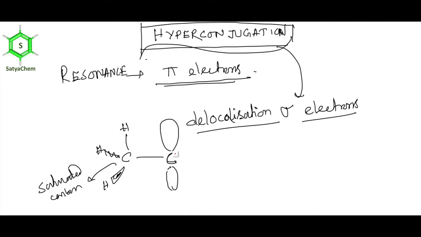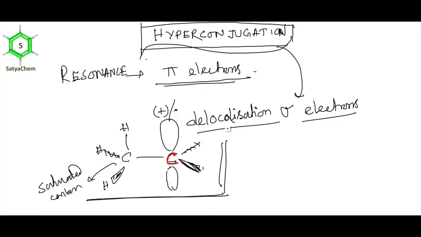I am marking it in red color. So this is the unsaturated carbon. It can be either vacant or half-filled. When it is vacant, it is obviously a positive charge, or when it is singly occupied, then it is obviously a free radical. So this is the skeleton of hyperconjugation. This system should be present in the molecule where hyperconjugation is possible. I think it is clear.